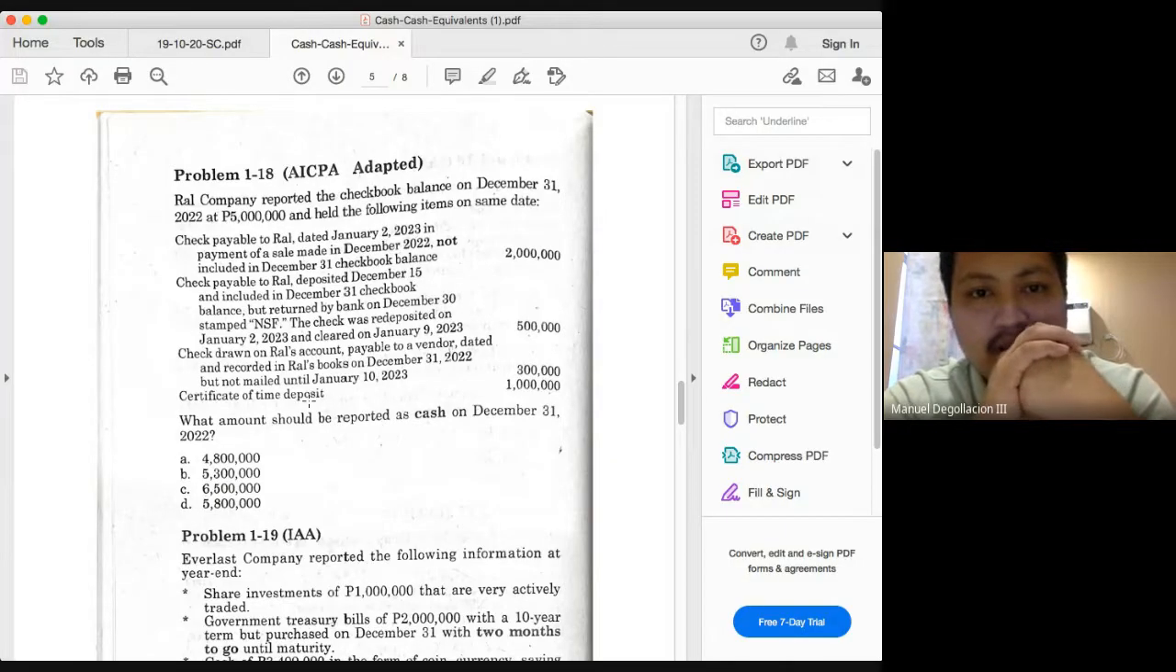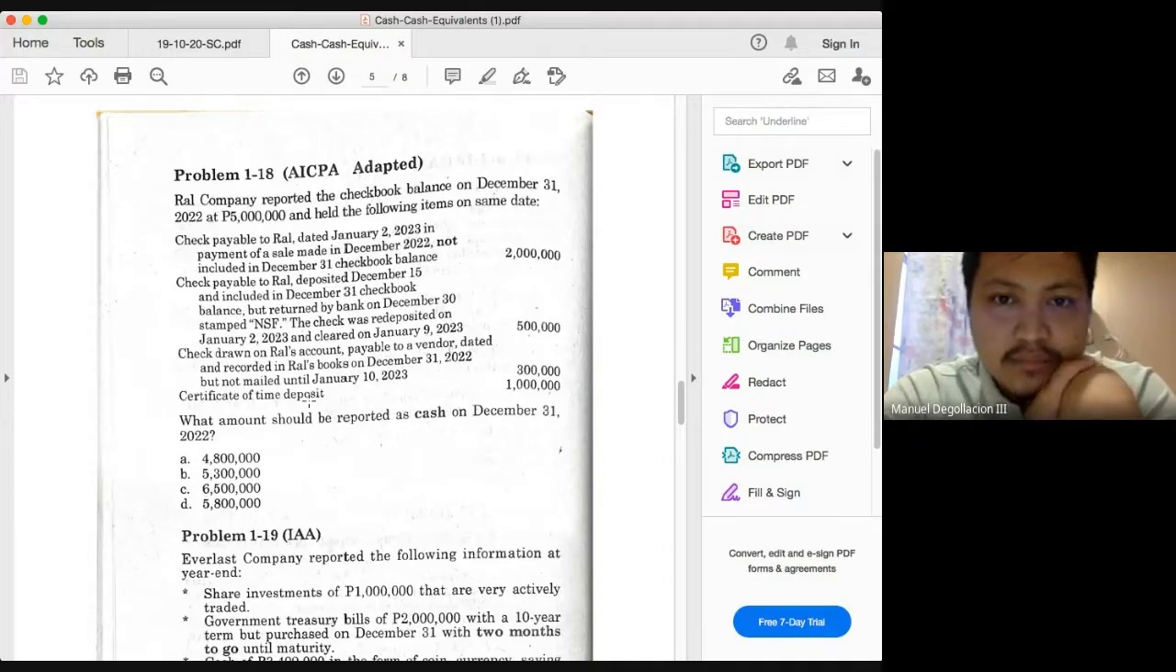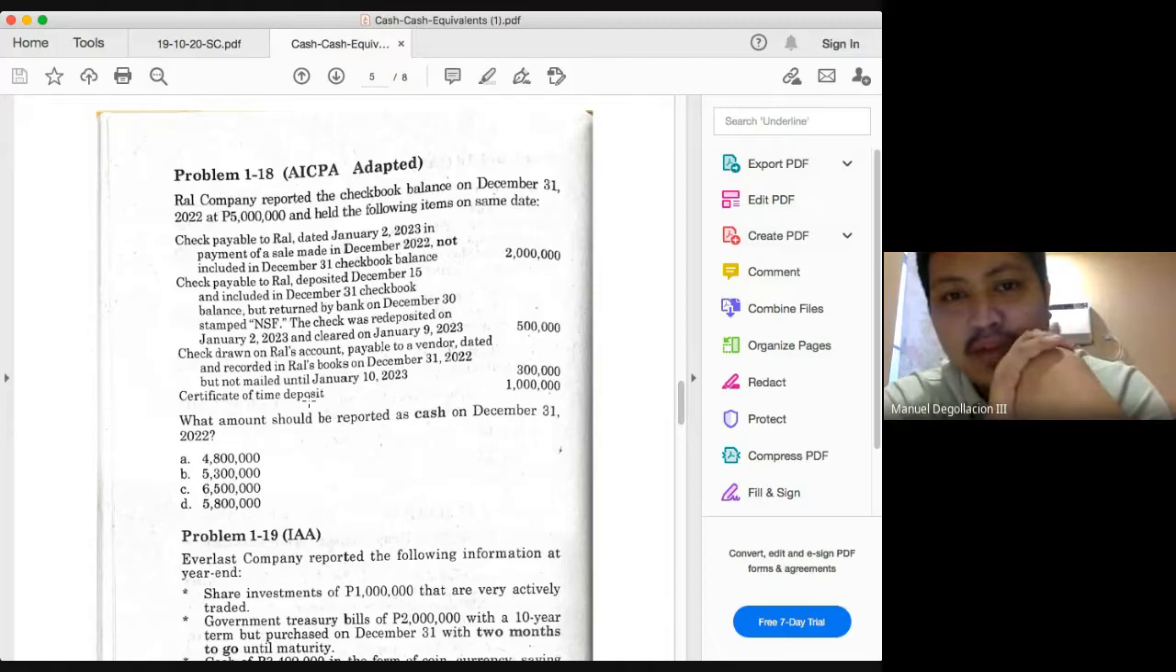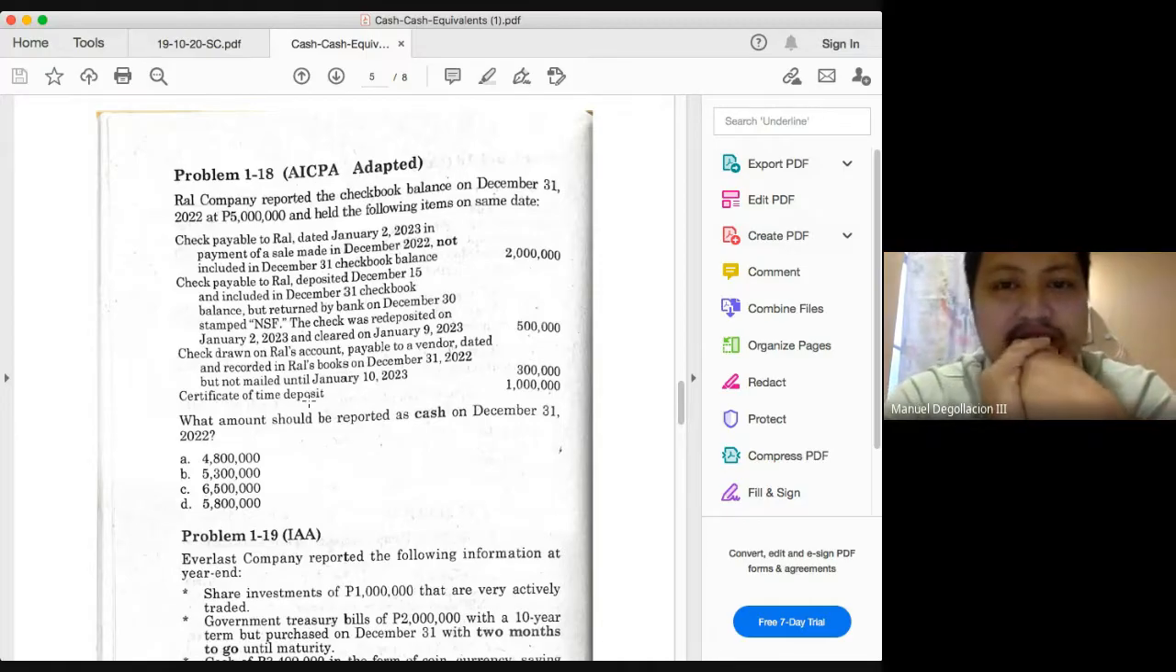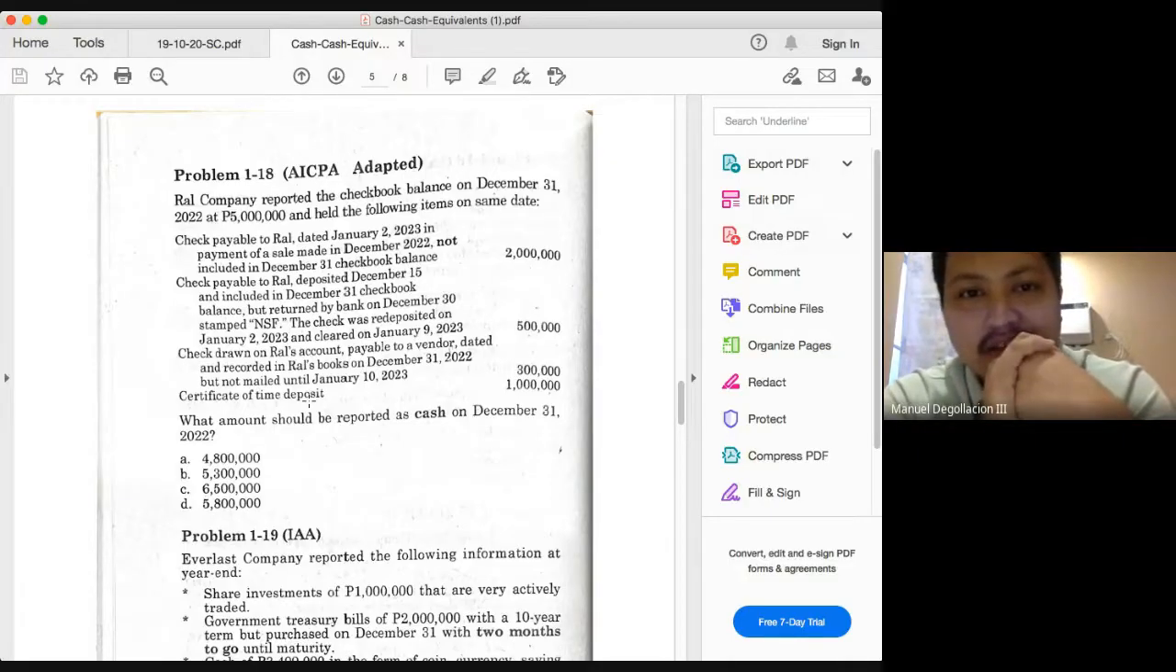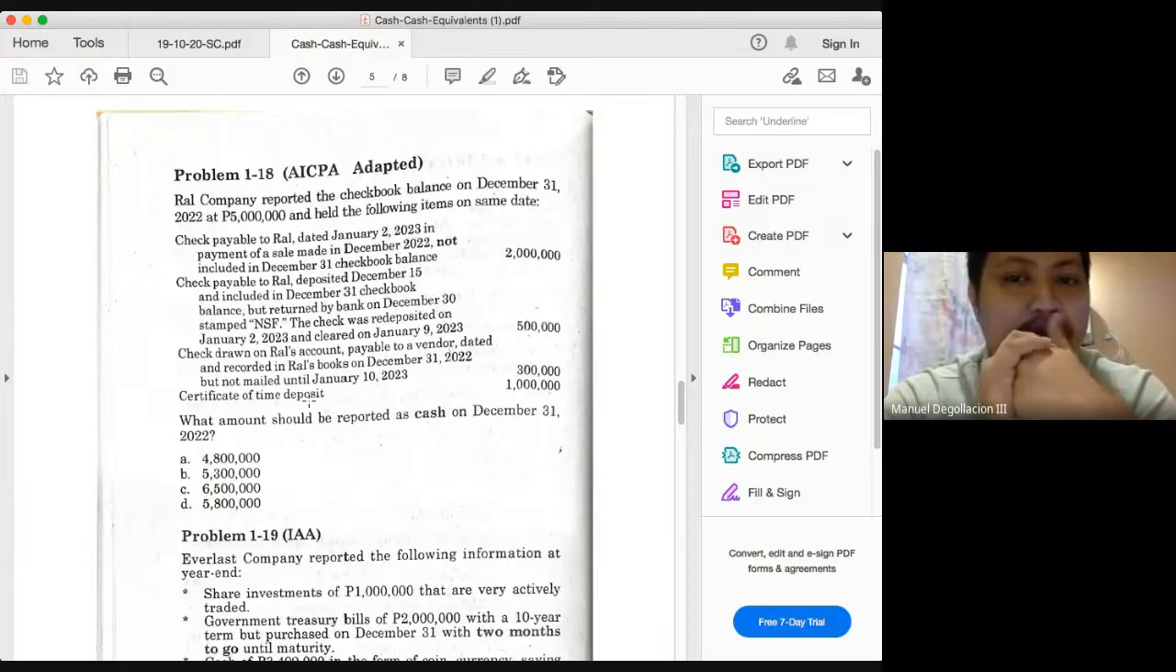Check payable to RAL, the entity, dated January 2, 2023, in payment of a sale made in December 2022, meaning we are the payee here, we are the one receiving payment, not included in the December 31 checkbook balance. Was it correctly not included? The answer is yes, because even though the sale happened in 2022, the payment was through a post-dated check. So as far as 2022 is concerned, this amount remains as a receivable.